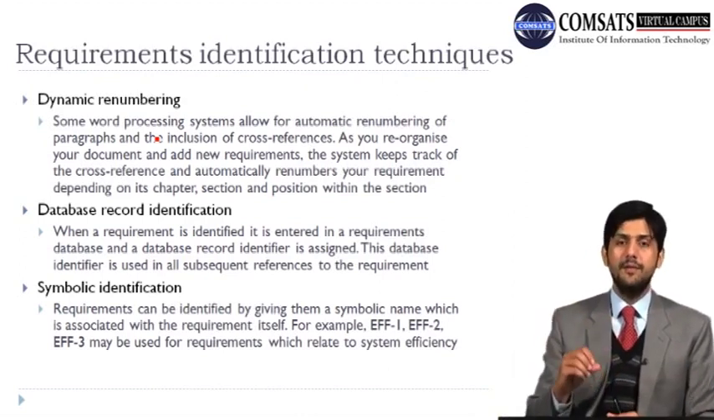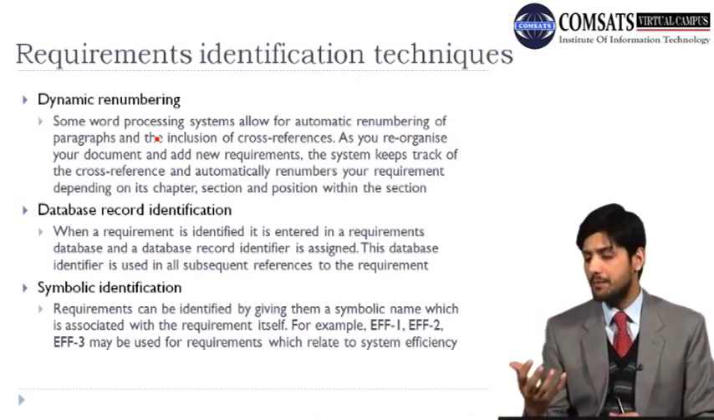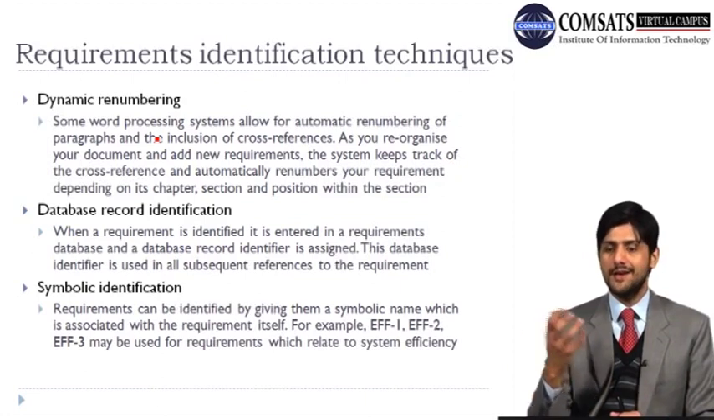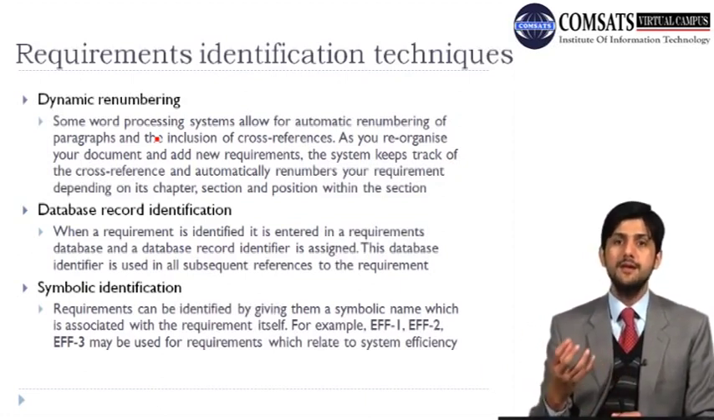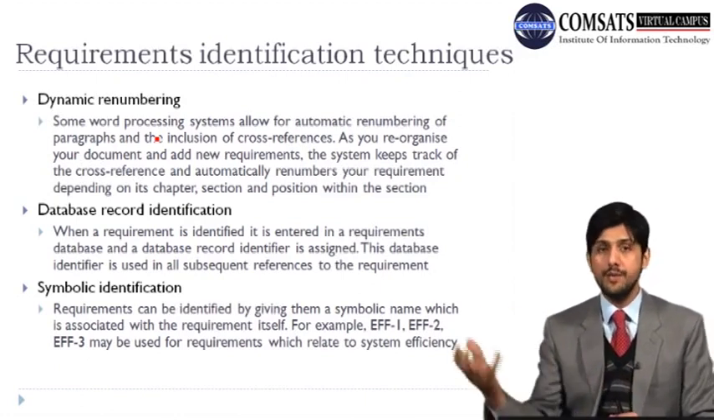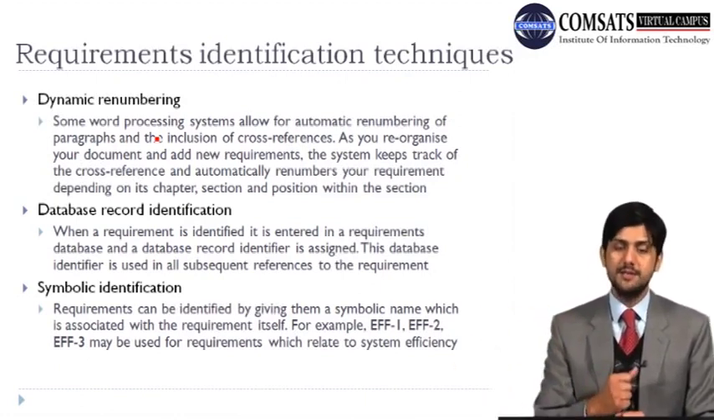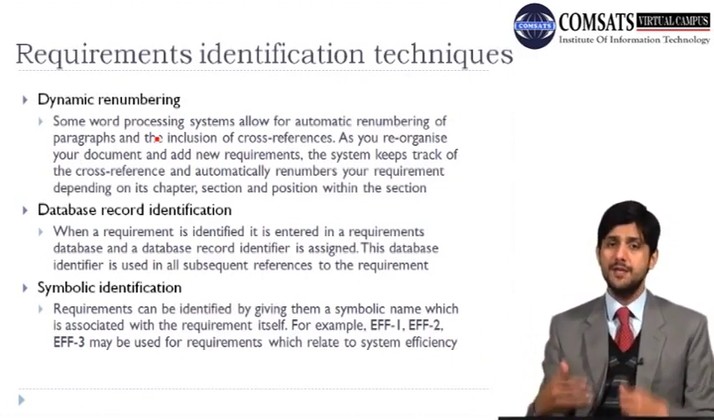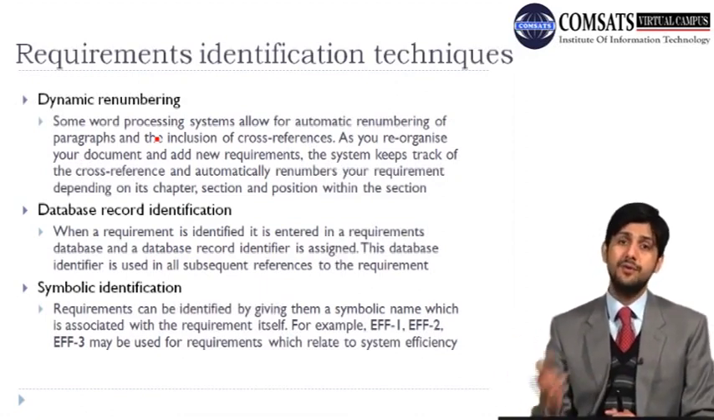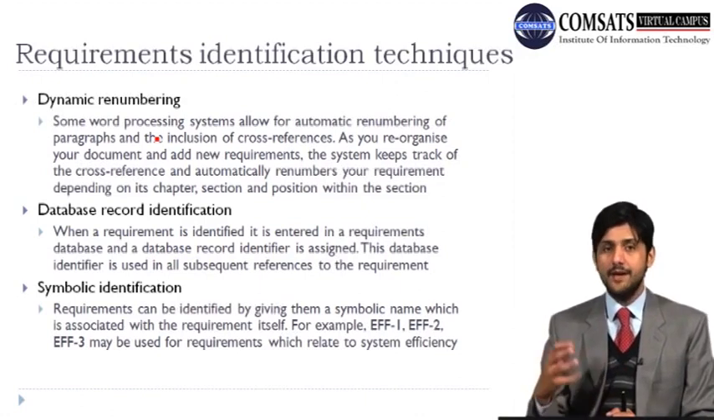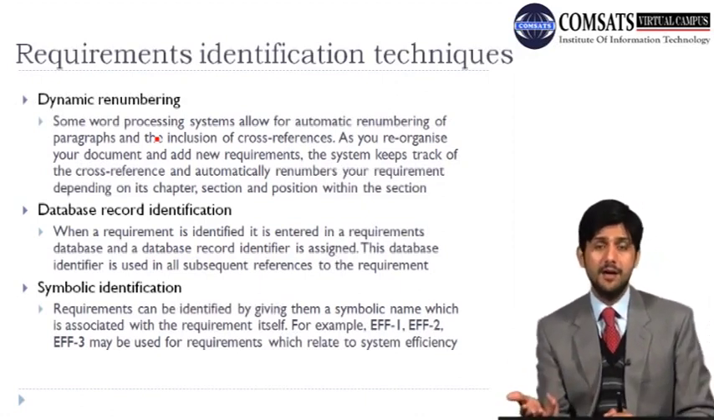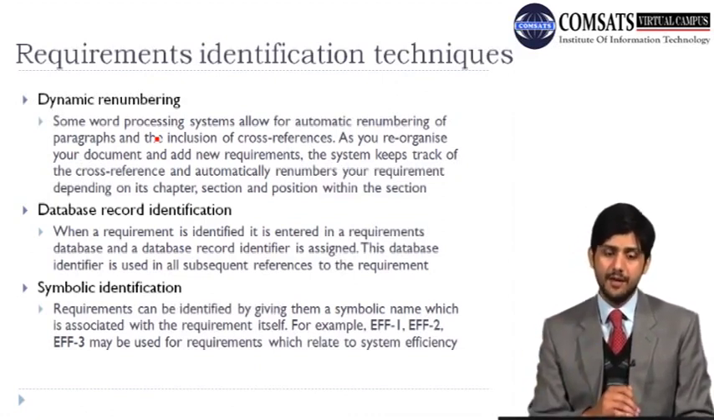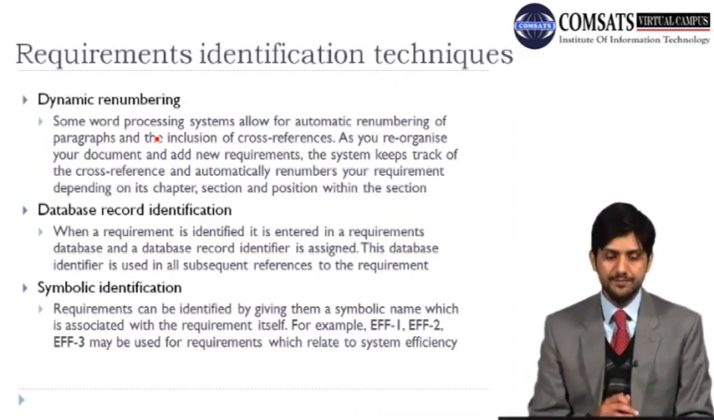Remember that our goal in requirement management is to know each requirement, and we want to know the relationship of this requirement to other requirements. We want to know the relationship of this requirement with the other documents that we have produced, or are going to produce, in system engineering. So one technique is dynamic numbering. For example, if you're using Microsoft Word, then it allows you to cross-reference different sections. So if there are any changes in the document, then your document is updated automatically. You don't need to manually go and fix it. So that is one technique which can be used for requirements identification.